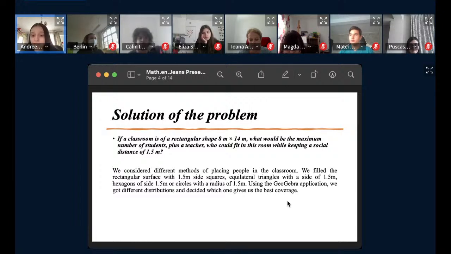For this, we filled the rectangular surface with 1.5 meter side squares, equilateral triangles with a side of 1.5 meters, regular hexagons of side 1.5 meters, or circles with a radius of 1.5 meters. We used an application called GeoGebra, and we got different distributions of the people in the classroom, and also represented the position of each person in the classroom with one colored dot. Finally, we decided which method gives us the best coverage and the biggest number of people.